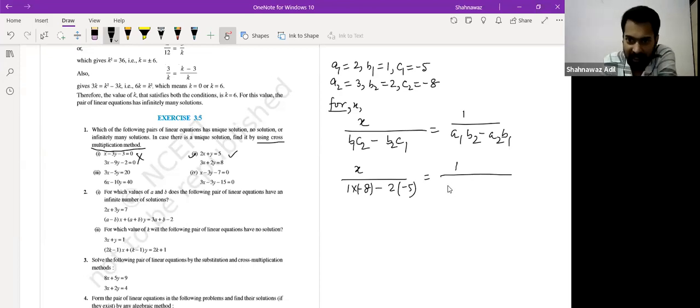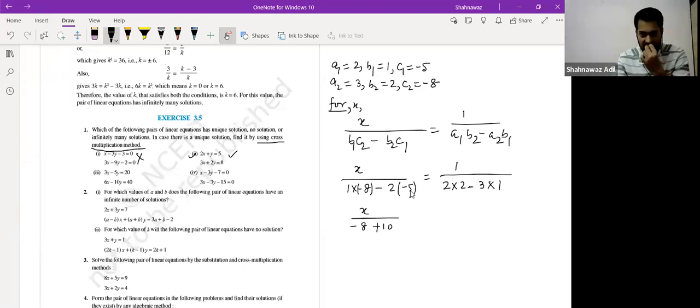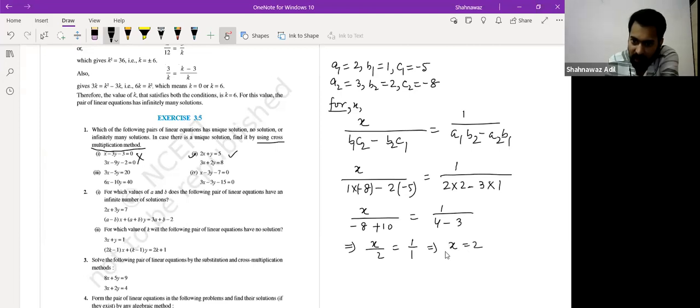Yes, sir. So A1 is what? 2 into 2. Right. And 3 into 1. So this becomes -8 and this becomes +10, right? So this makes the difference. That's why we have to take care of these signs. So this is 4 minus 3, right? So this becomes x by 2 and 1 by 1. So x is 2, right?